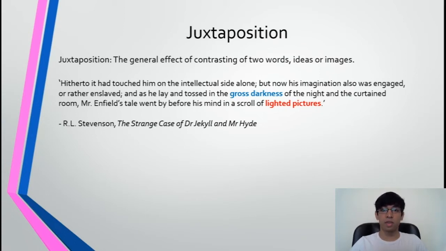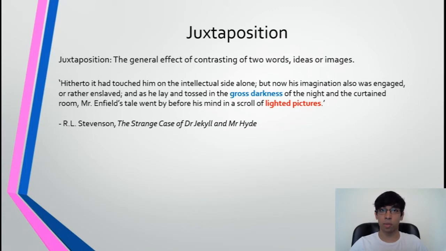Now, Robert Louis Stevenson likes to use contrast and opposition all throughout Jekyll and Hyde, and this simple scene describes the main character having bad dreams about this monster, Mr. Hyde. Now we see juxtaposition here where we've got the gross darkness of the night being contrasted with Mr. Utterson's dream, which is explained as a scroll of lighted pictures.